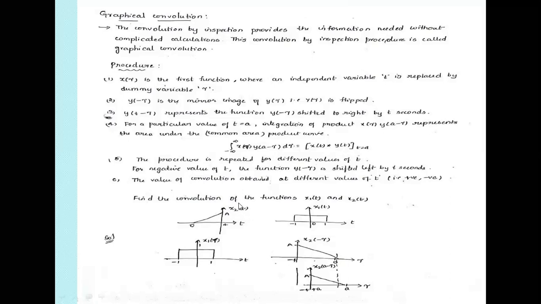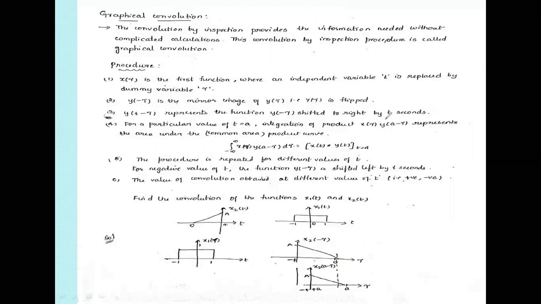See here, x1 of t is a rectangle function from -1 to 1, and x2 of t is given: its magnitude is a, and from 0 to 4 it slowly increases up to the value of a. Got it, my dear students?